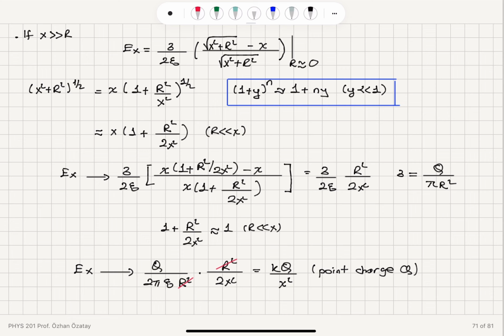If I do this at the bottom and on top, I obtain from the top a cancellation of x's giving me R squared over 2x. From the bottom I obtain 1 plus R squared over 2x squared, which is approximately equal to 1 because R is much less than x. Only this x term remains, so this gives me R squared over 2x squared. Then I have σ over 2ε₀. If I replace my σ with total charge divided by total area for uniform charge density, that gives me the final answer as kq over x squared, which is precisely the answer for a point charge.